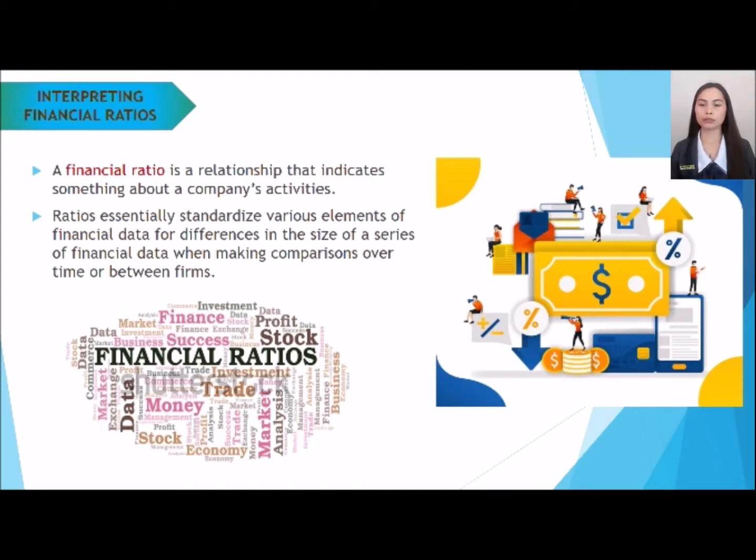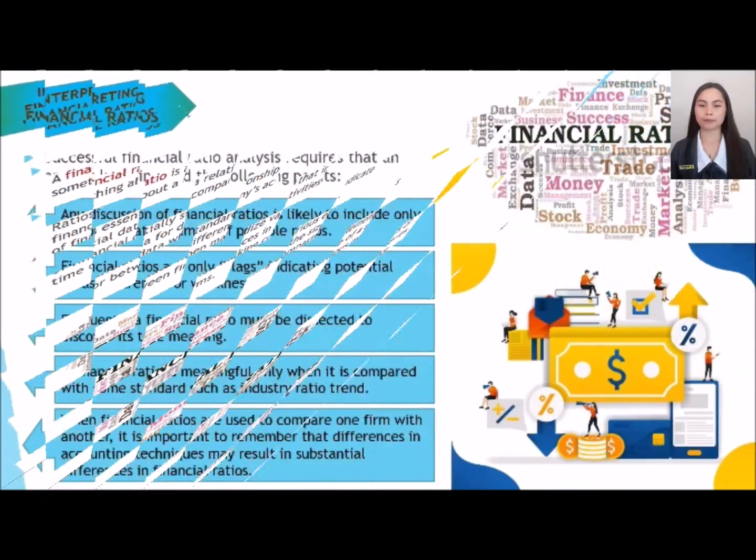So for example, the total profits of IBM, or International Business Machines Corporation, normally are many times those of Apple Computer because IBM is a much larger firm than Apple. So by computing a ratio such as net profits divided by total assets, the relative performance of the two firms can be assessed more accurately.